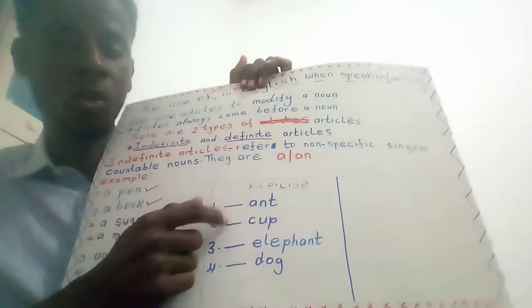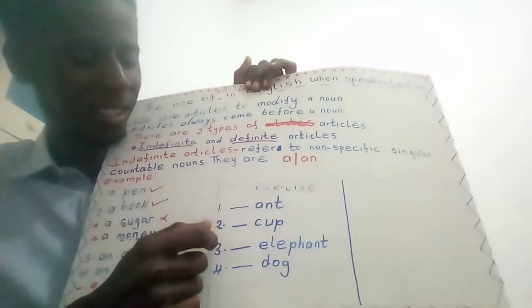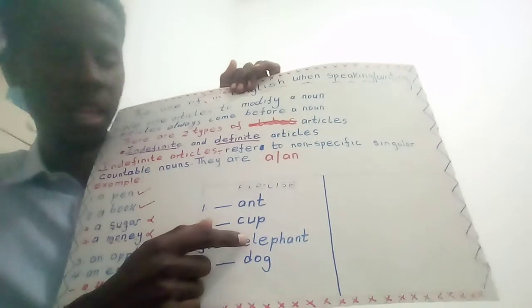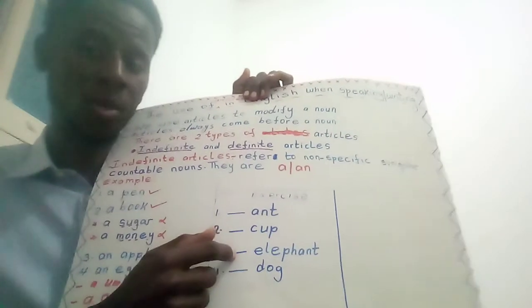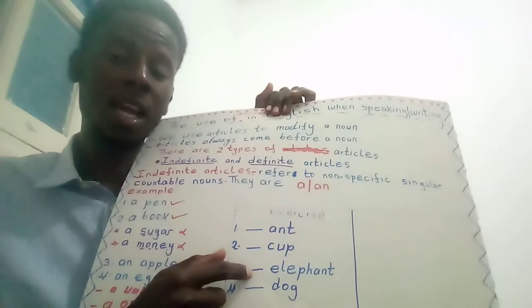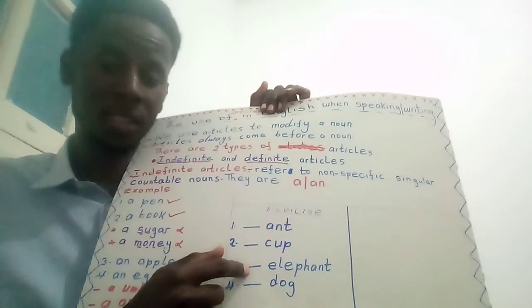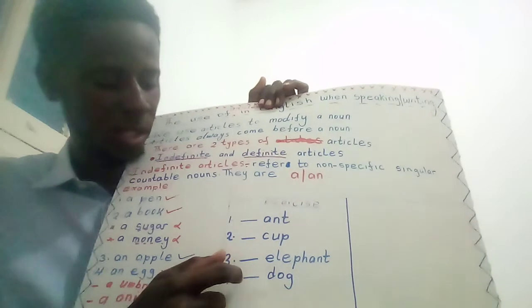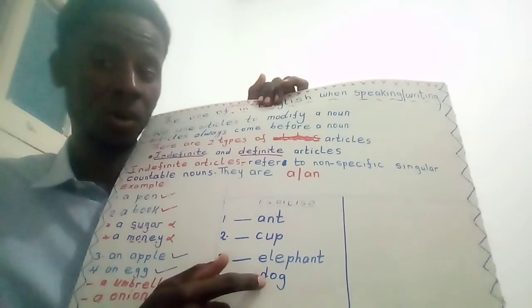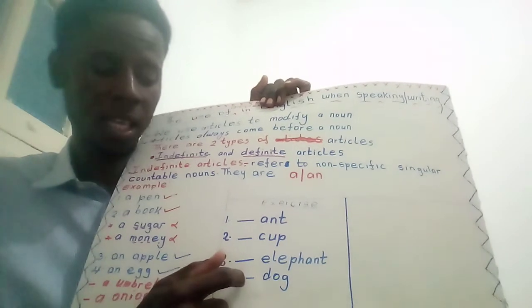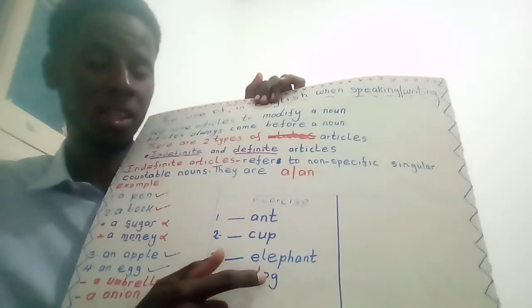Number 2, this cup. Which article is appropriate here? Is it a cup or an cup? Number 3, this elephant. Which article is appropriate here? Is it a elephant or an elephant? Number 4, this dog. Which article is appropriate here? A dog or an dog?